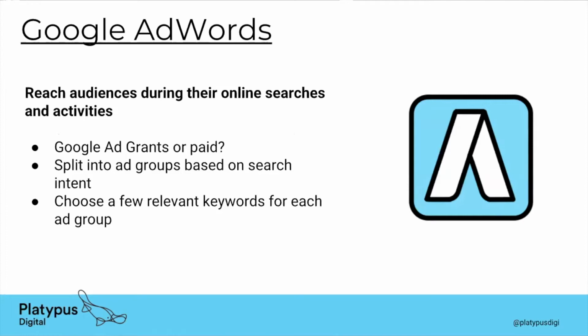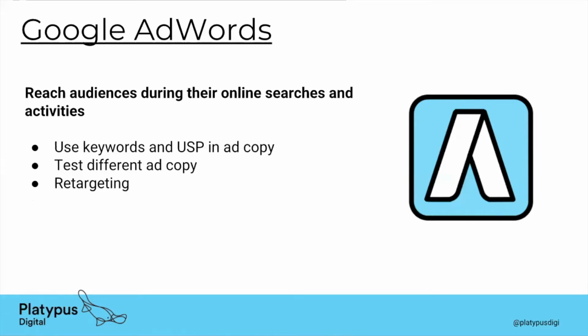Try to split out your ad groups based on search intent. Think about what the people who might be searching on Google would be looking for, and how you can best meet their needs. And then try to choose a few relevant keywords for each ad group. What sort of topics might people be interested in when doing searches that they might click on your campaign if they see an ad for it.